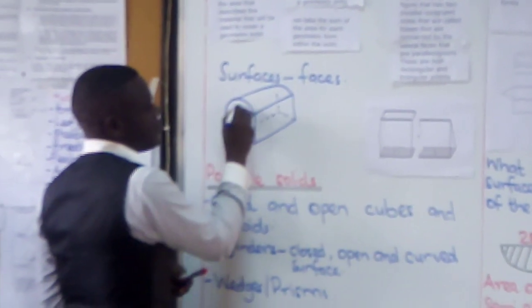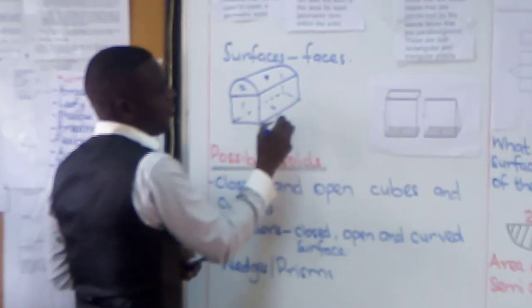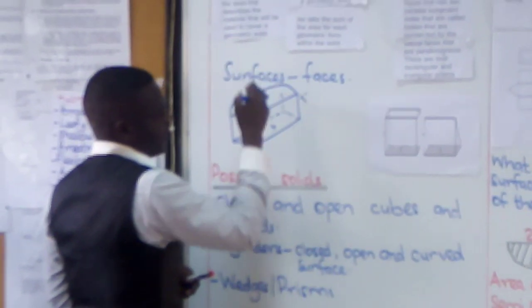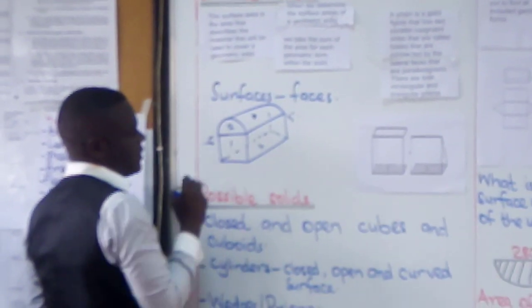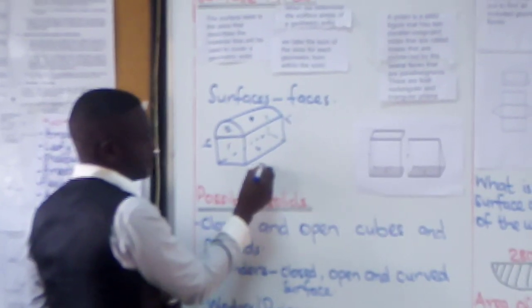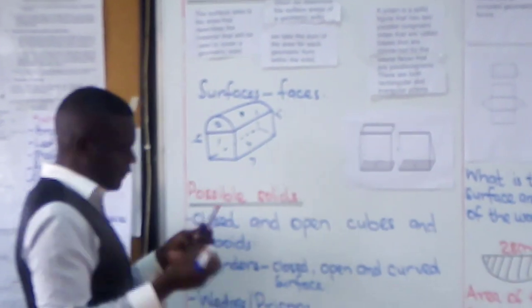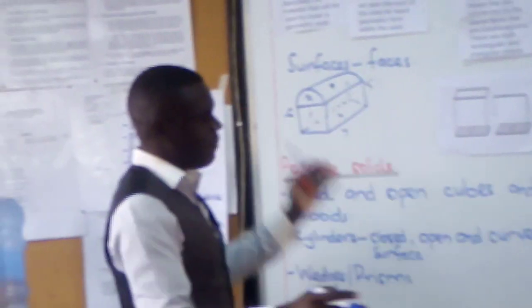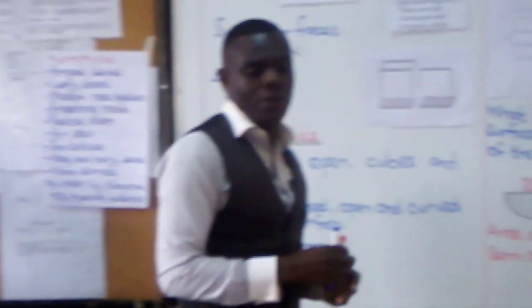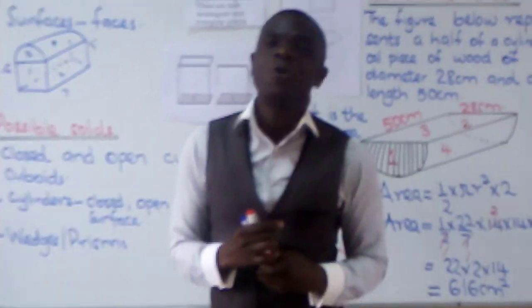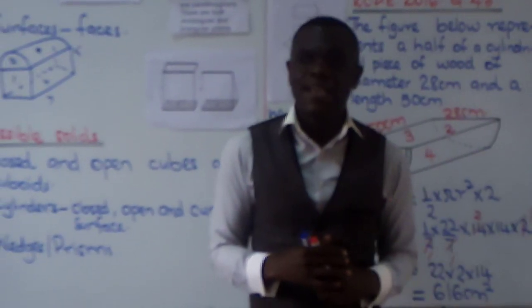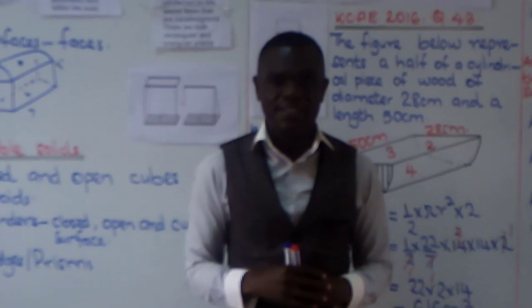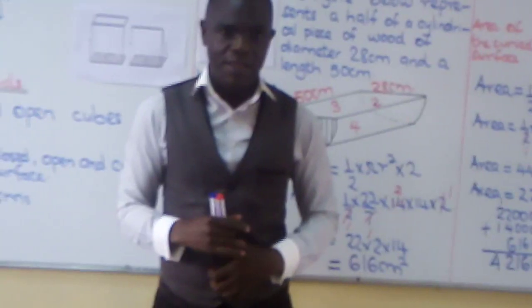Face 1, 2, 3, 4, then 5. Then the other side is face 6, then the bottom is face 7. You can count the faces. So you find the area of each face, then you put them all together. You cannot be challenged. I hope you have understood and you can take any challenge involving surface area of geometrical solids.